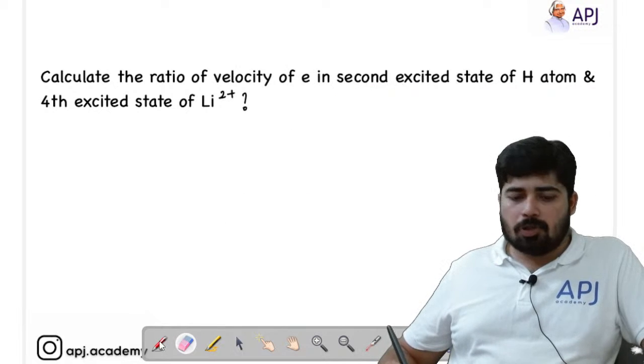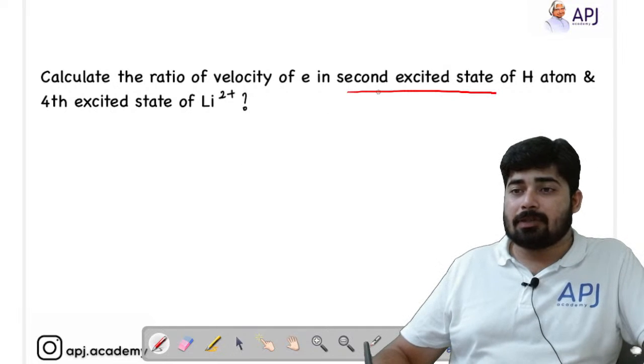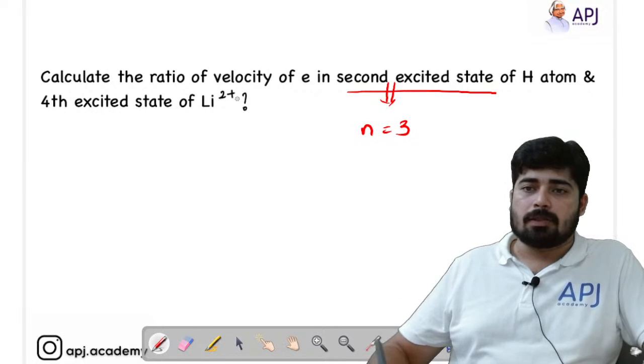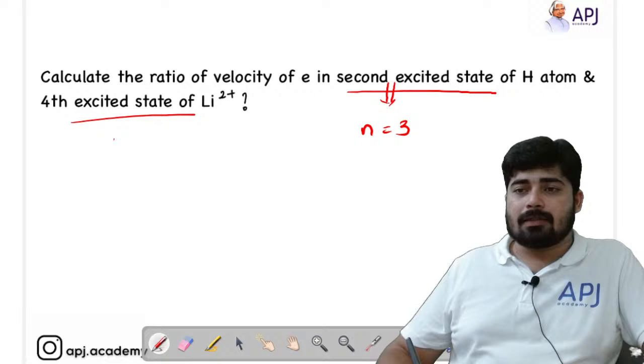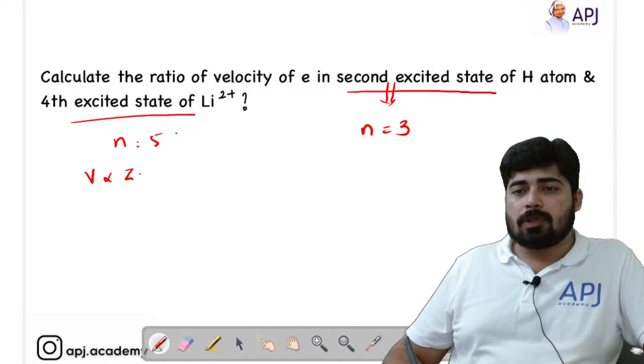Calculate the ratio of velocity of electron in the second excited state. What do you mean by second excited state? n is equal to 3, that means the third orbit. And the fourth excited state, that is n equal to 5. So we know that velocity is directly proportional to z by n.